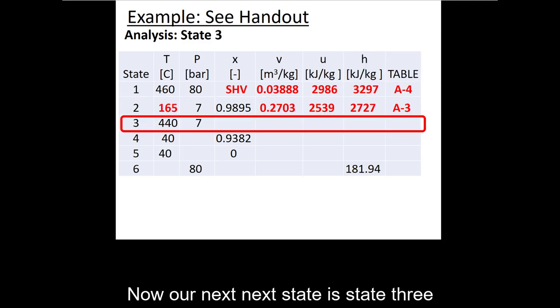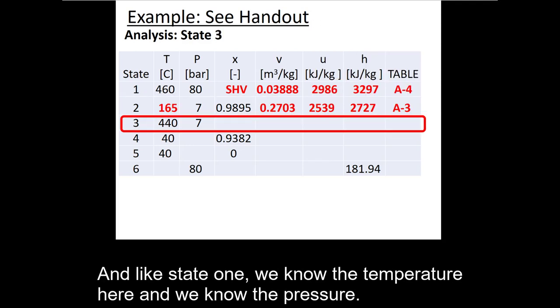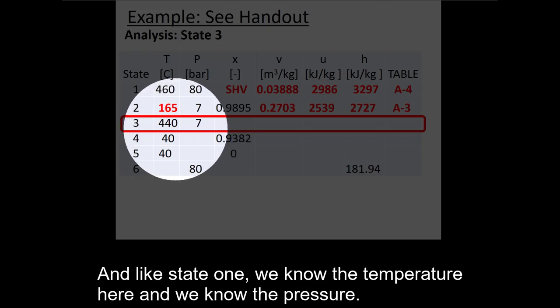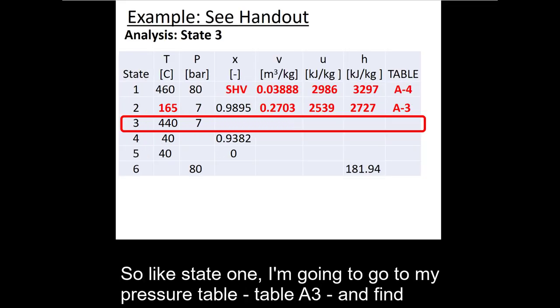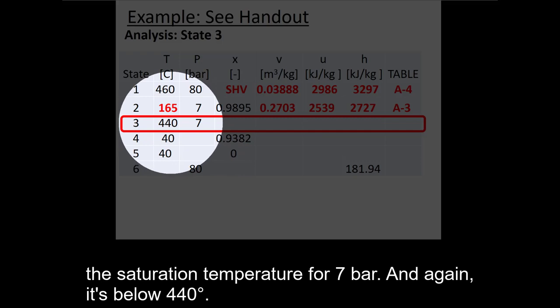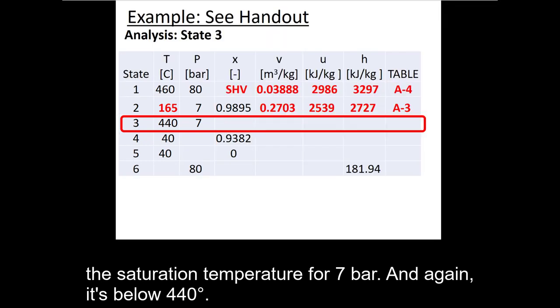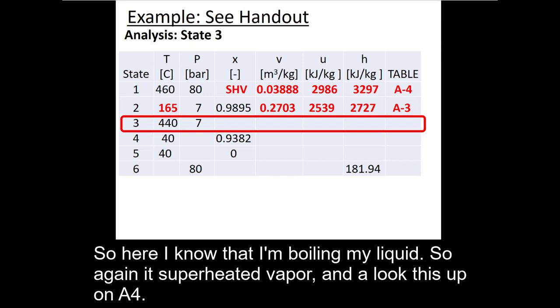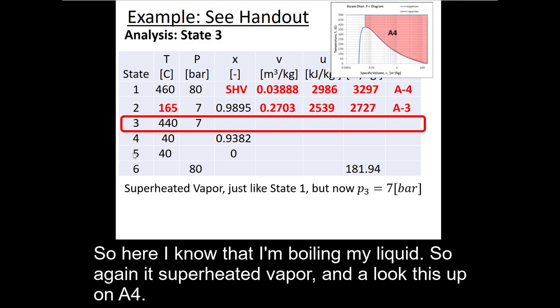Now our next state is state 3. And like state 1, we know the temperature here and we know the pressure. So like state 1, I'm going to go to my pressure table, table A3, and find the saturation temperature for 7 bar. And again, it's below 440 degrees. So here I know that I'm boiling my liquid. So again, it's superheated vapor, and I'll look this up on table A4.